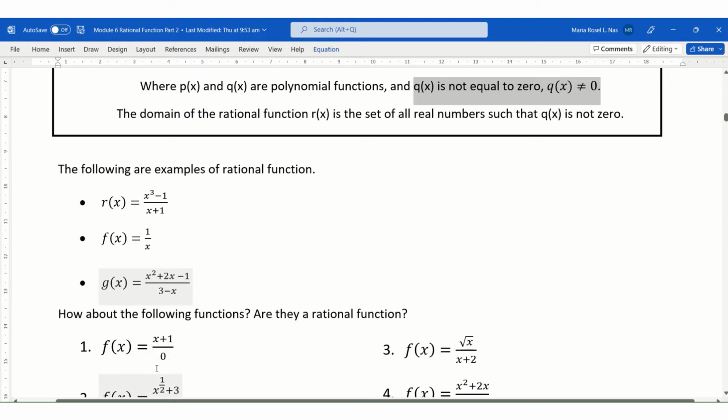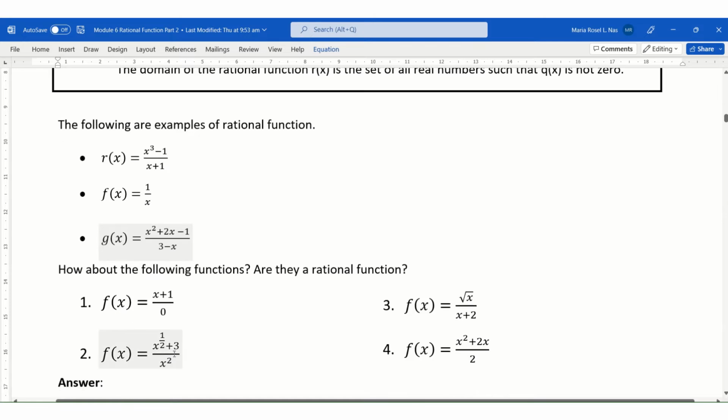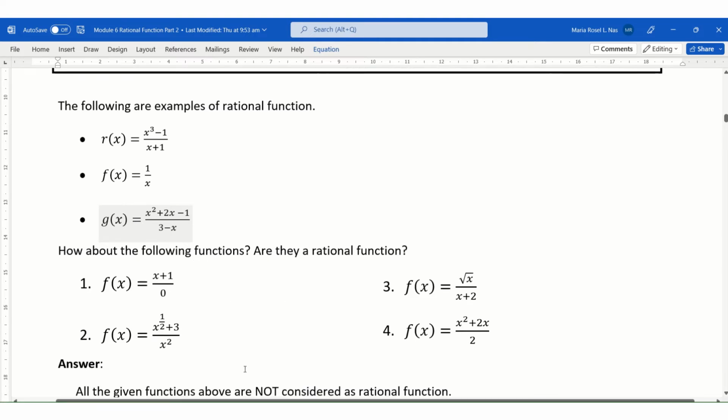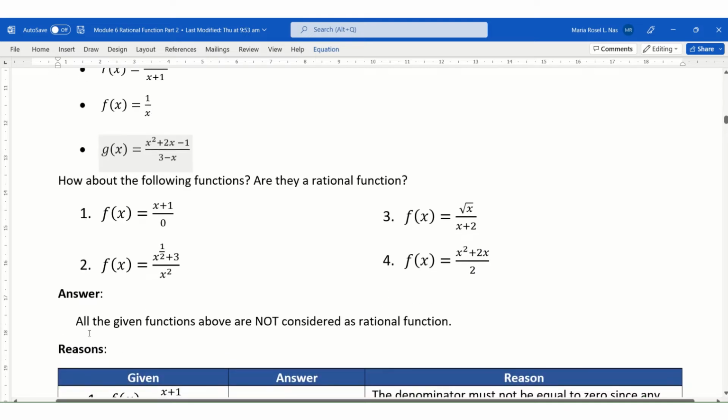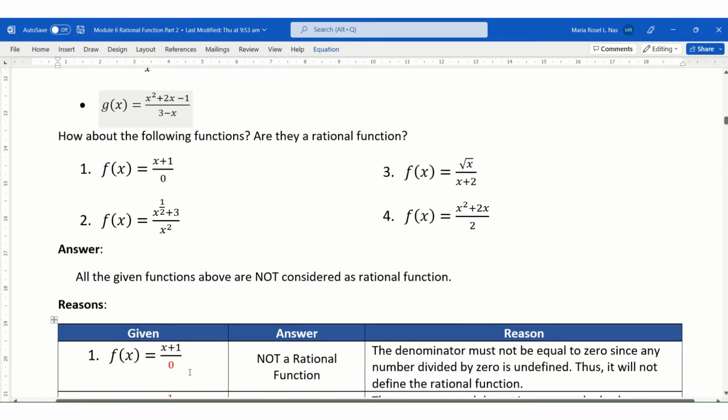So, how about the following? You have f of x is equal to x plus 1 divided by 0. f of x is equal to x raised to 1 half plus 3 divided by x squared, and then f of x is equal to square root of x divided by x plus 2, and then f of x is equal to x squared plus 2x divided by 2. Rational function pa kaya ito or not? So let's discuss the answer. Sabi dito, all the given functions above are not considered rational functions. So bakit kaya? Let's start with item number 1.